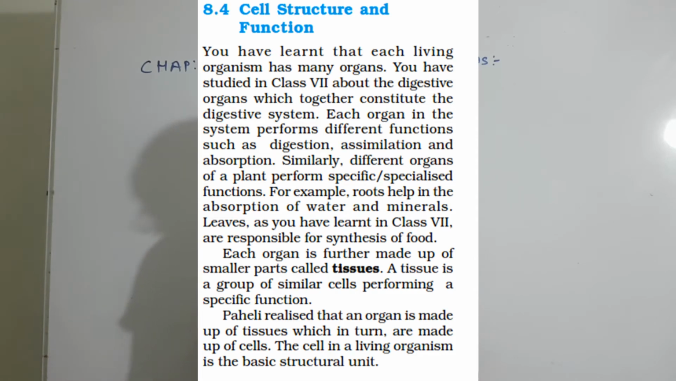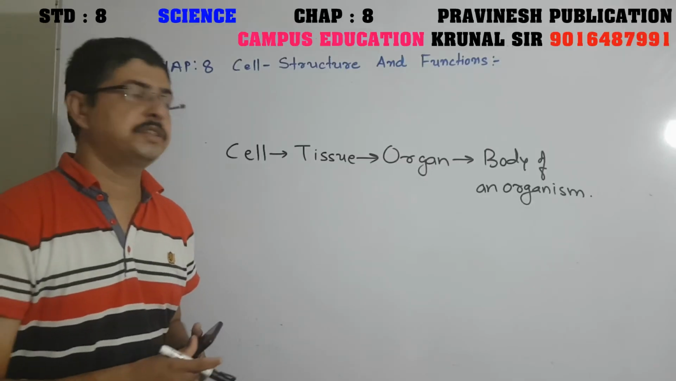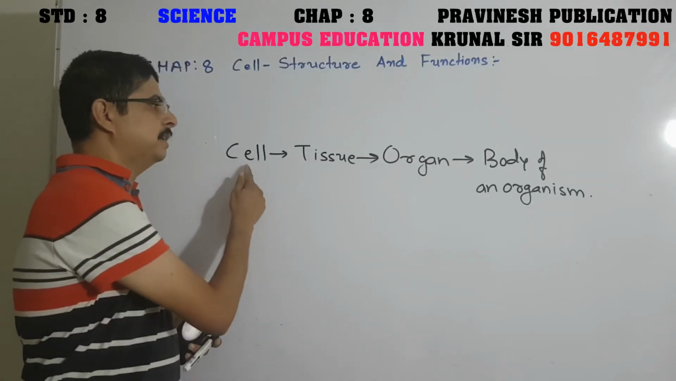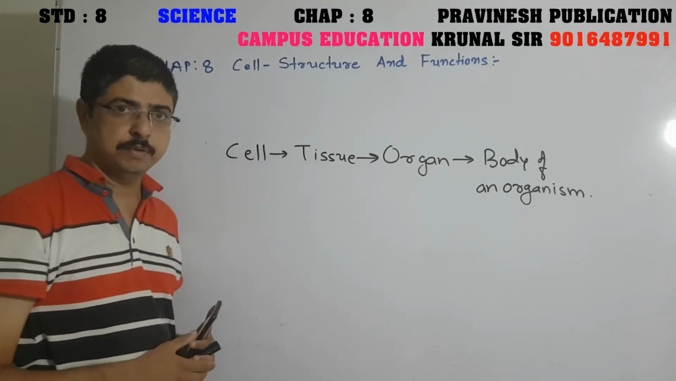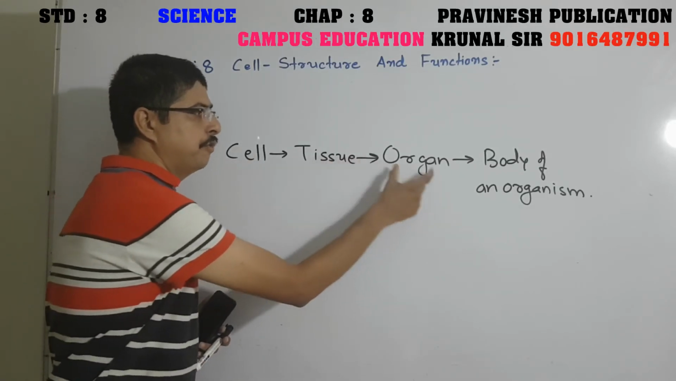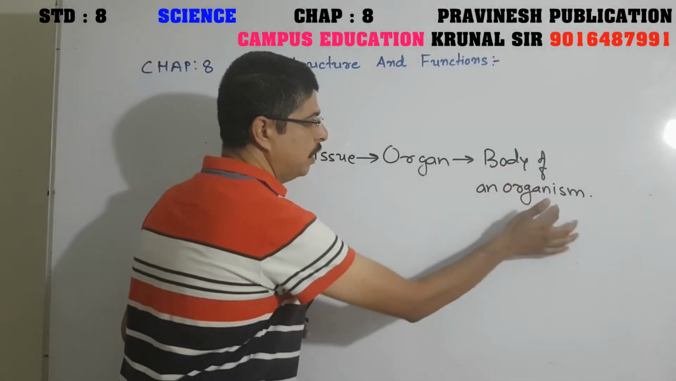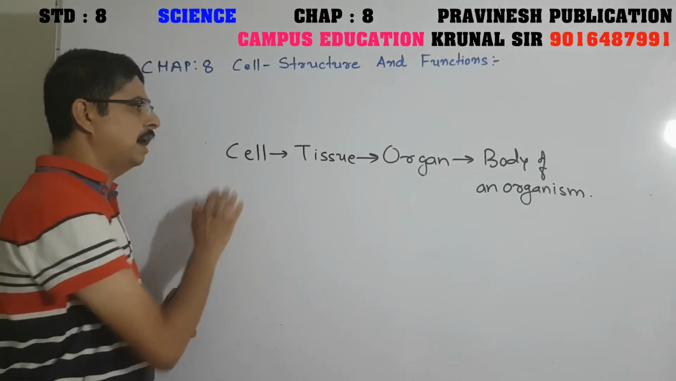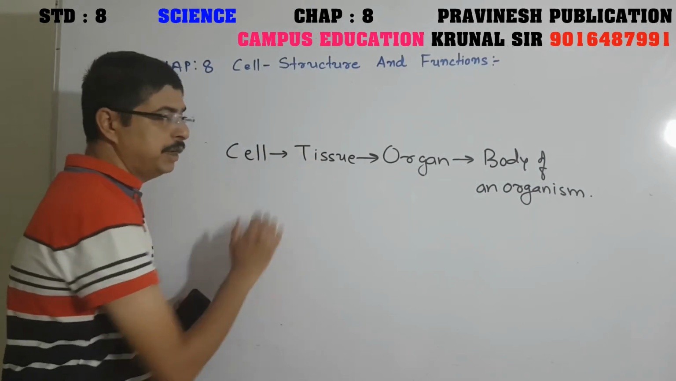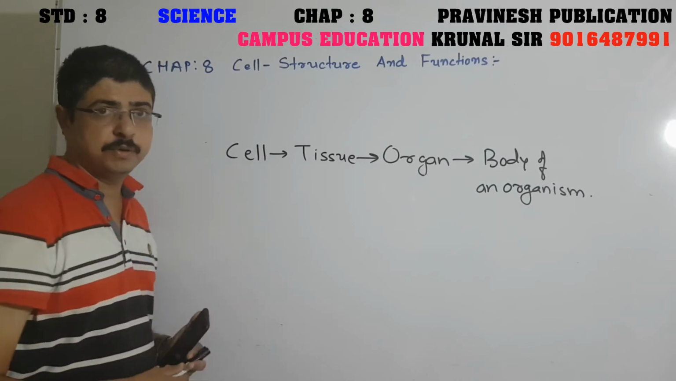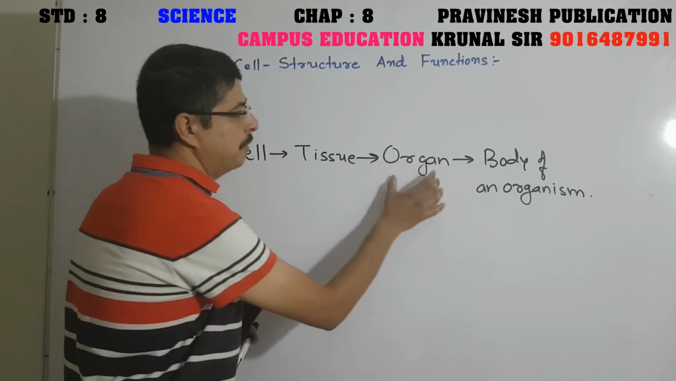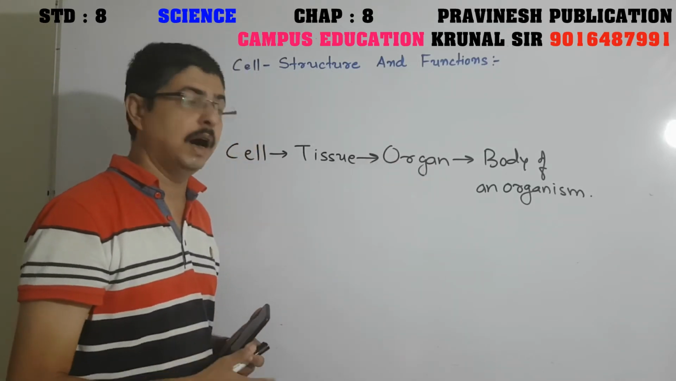Paheli realized that an organ is made up of tissues which in turn are made up of cells. The cell in a living organism is the basic structural unit. On your screen you can see that cells combine and form a tissue. All tissues combine to form an organ, and organs combine to form the body of an organism. For example, our heart cells combine to form a tissue which is cardiac tissue. This tissue combines to form an organ which we know as the heart.